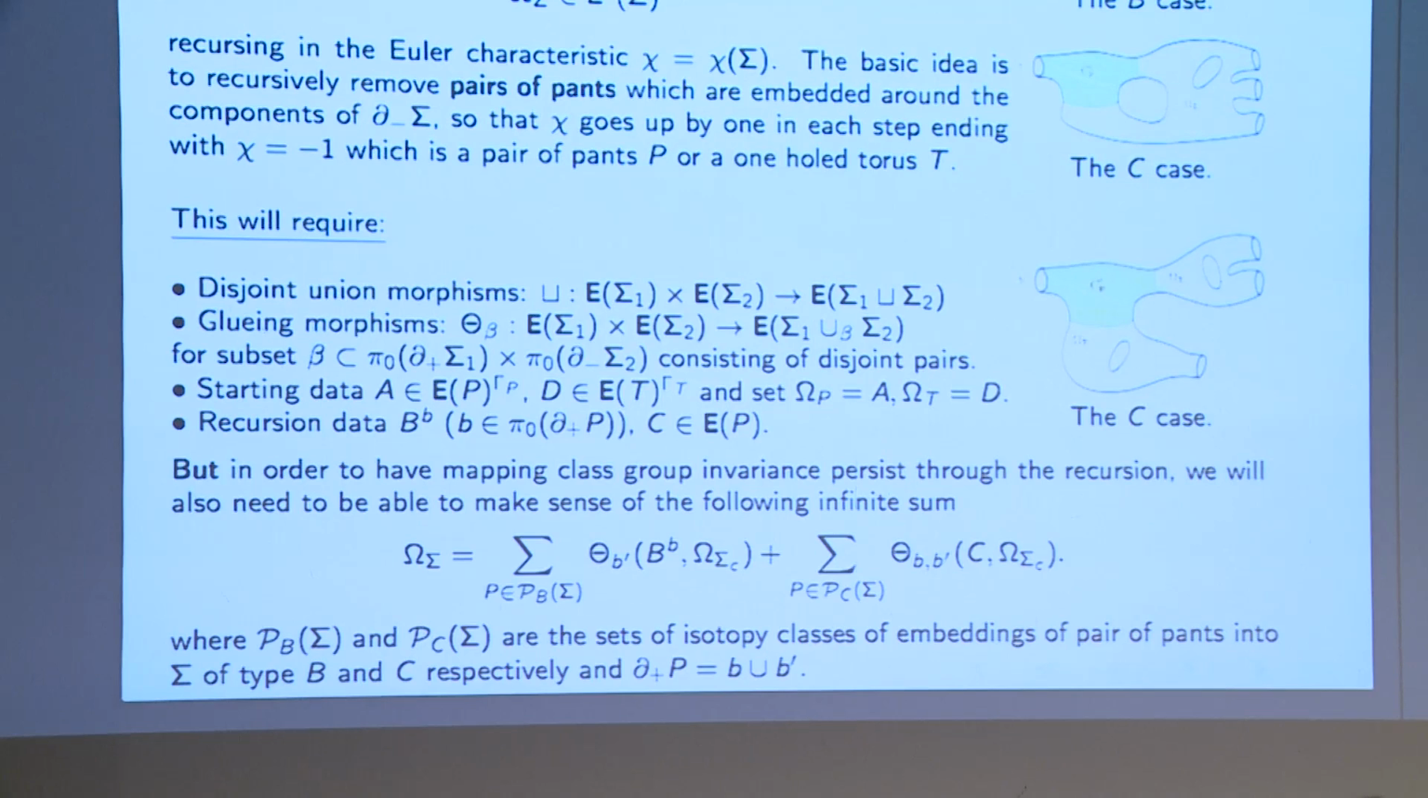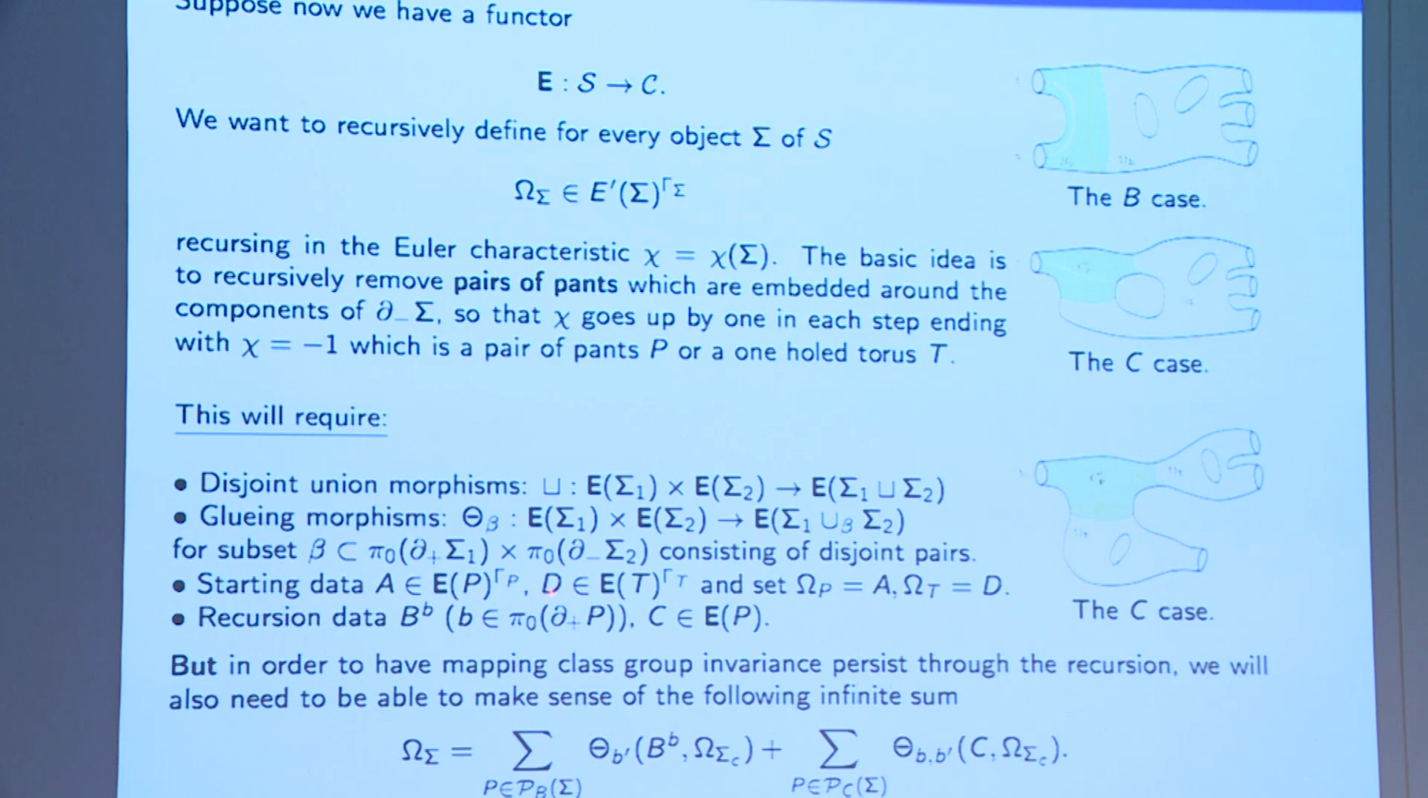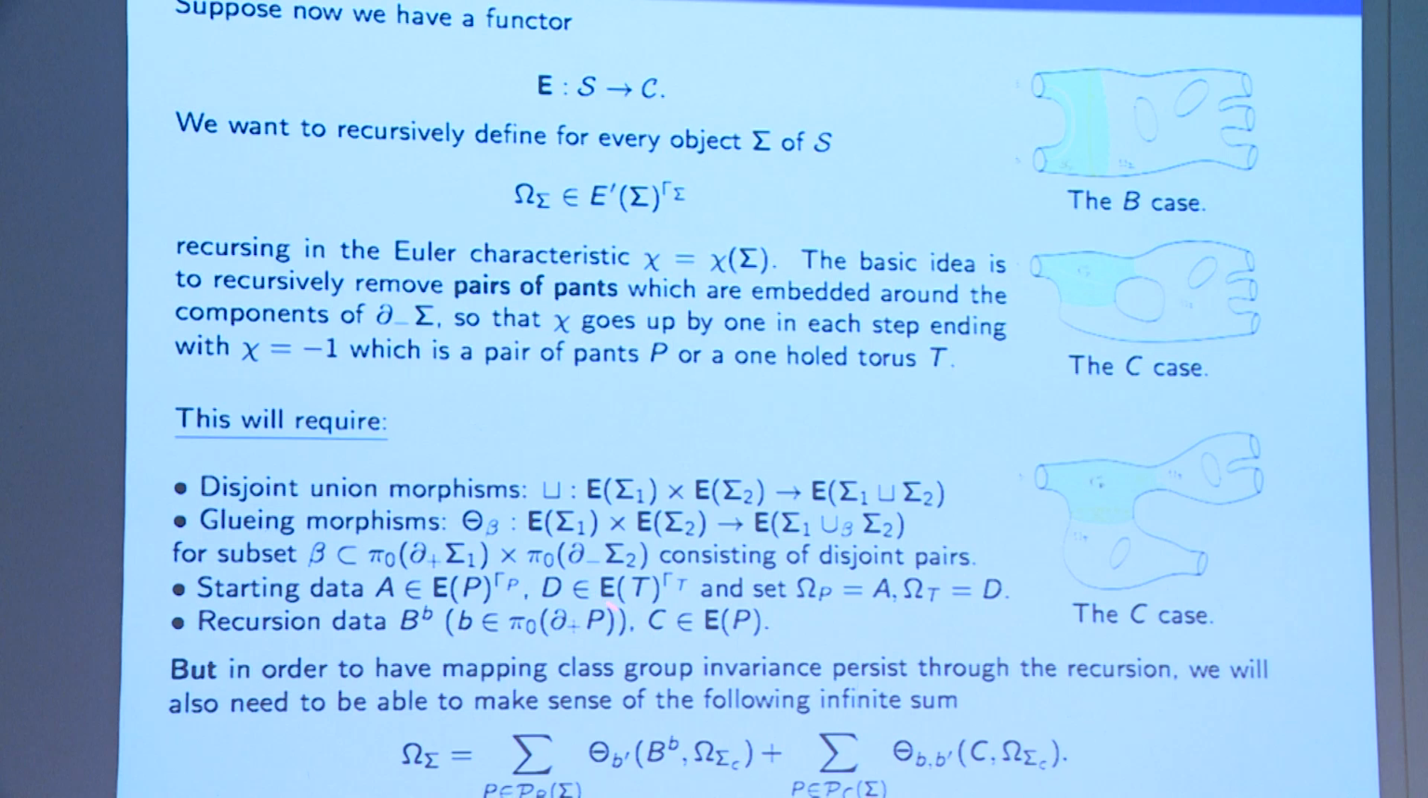Because then I can somehow cut out this piece here each time, and I can stick in some starting data, say A for a pair of pants, mapping class group invariant, part of that, and D for the one-hole torus, also mapping class group invariant, part of that. And so I will start by defining these two to be that initial data.